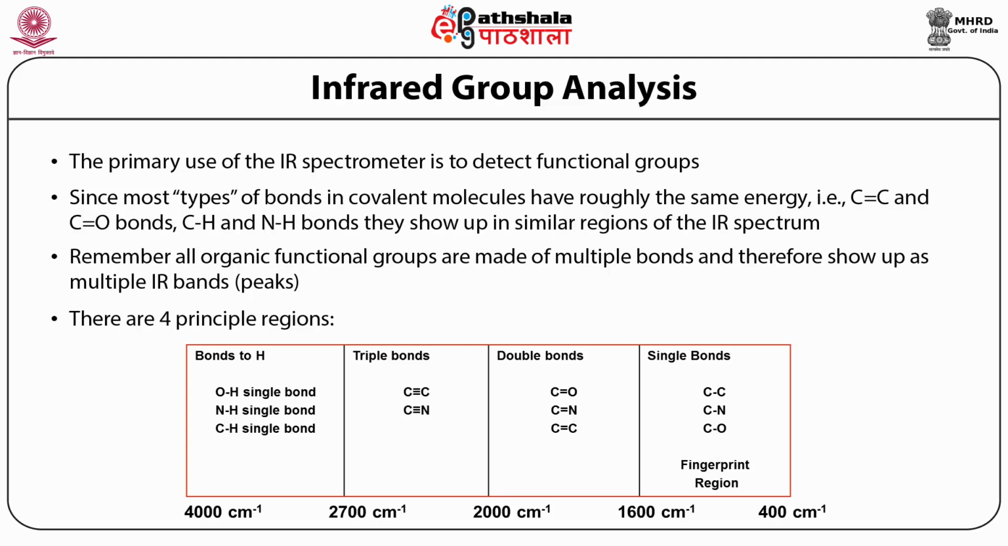And the fourth is the most important region, lying between 1600 and 400 per centimeter, and it gives information about single bonds like carbon-carbon, carbon-nitrogen, and carbon-oxygen. This region is known as the fingerprint region, having the actual signature of any molecule.